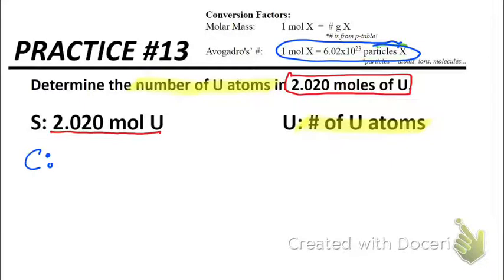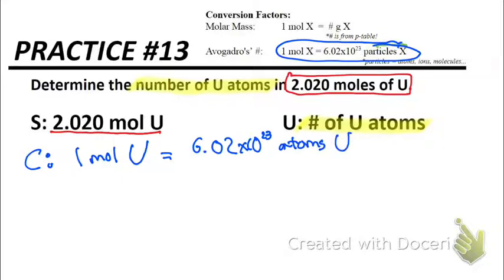So we're going to recreate that. You're going to write down exactly what you see. That is 1 mole of, not X, U for uranium, is equal to 6.02 times 10 to the 23rd power atoms of uranium. So now we're going to go ahead and do our setup and solve.